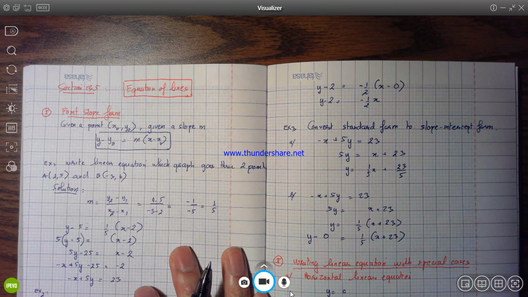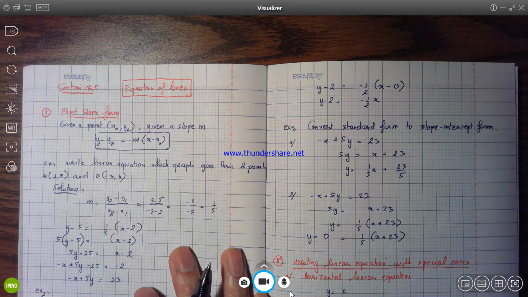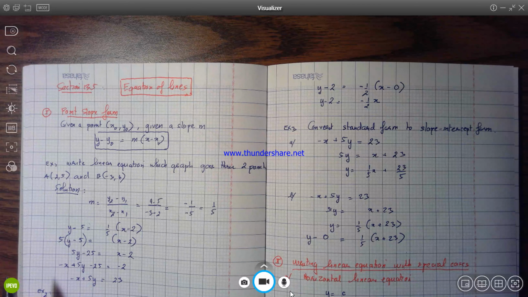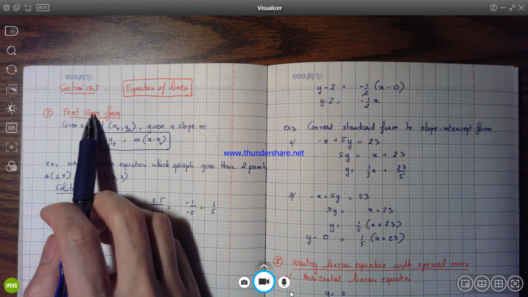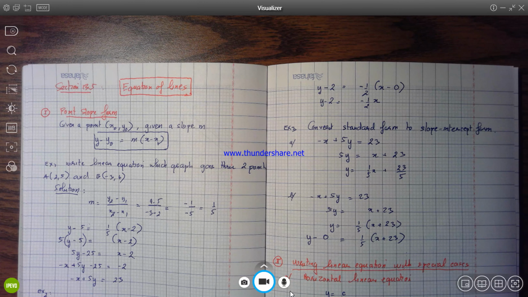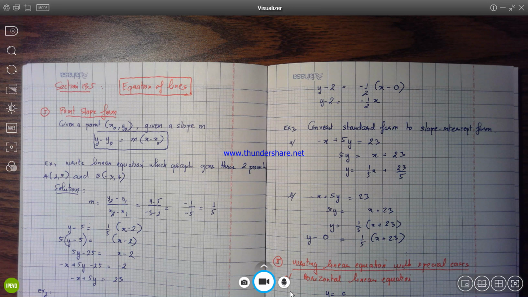In this video, I will be talking about another form of equation of line, of linear equation. This is the point-slope form. Okay, point-slope form. So that's the first part of the lecture today. On the second part of the lecture, I'll be showing you how to write linear equation in special cases, because there are a few special cases based on the properties we already learned last time, which are the parallel property and the perpendicular property.